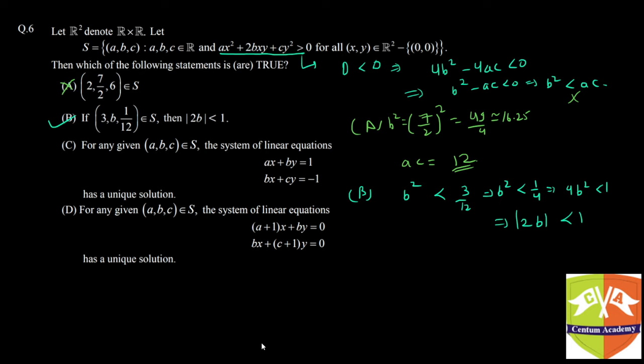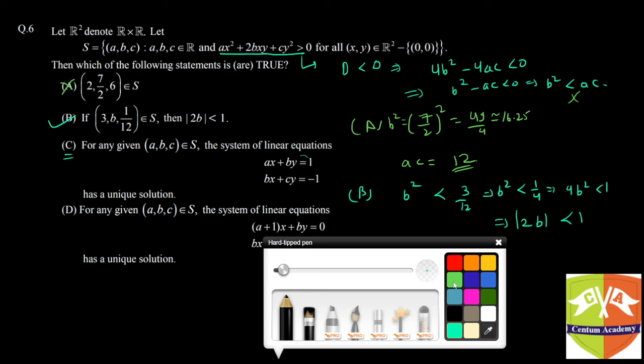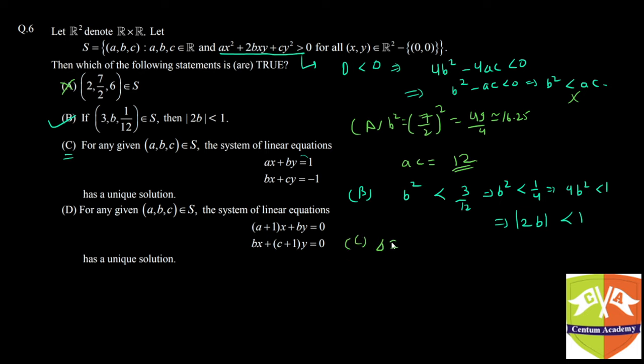Now, options C and D involve a system of linear equations. For a system of linear equations to have a unique solution, delta should not be 0. So to check option C, let us find delta, whether it is 0 or non-zero. What is delta for C? This will be ac minus b². Now you know that because b² minus ac is less than 0, ac minus b² will be greater than 0. That means ac minus b² is not equal to 0, so it will have a unique solution. So yes, option C is also true.